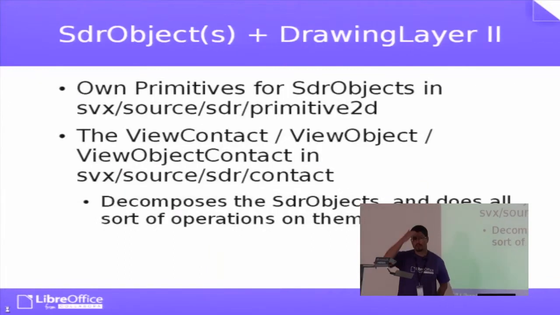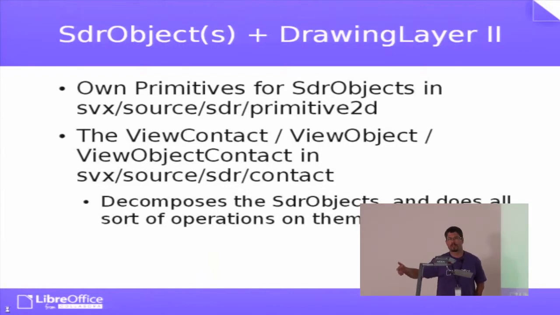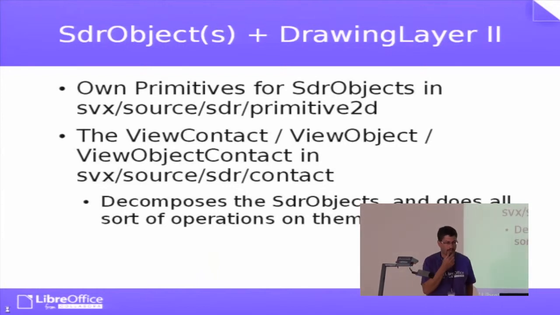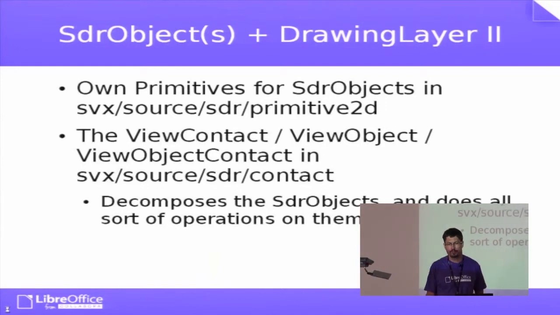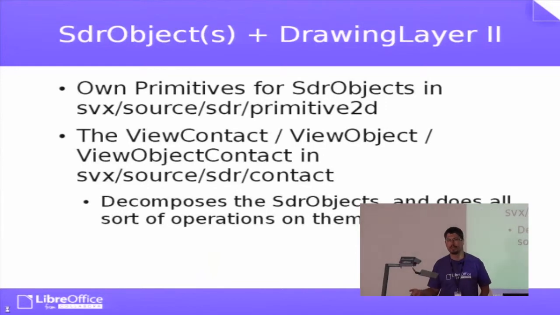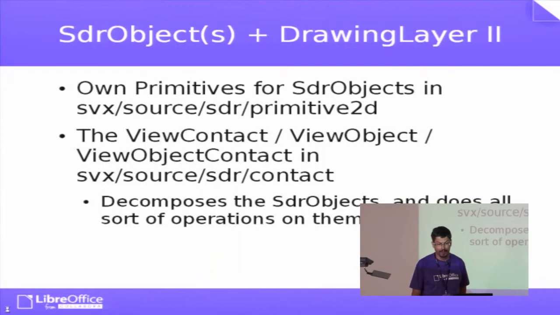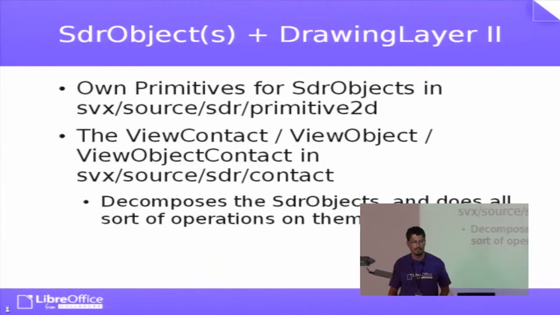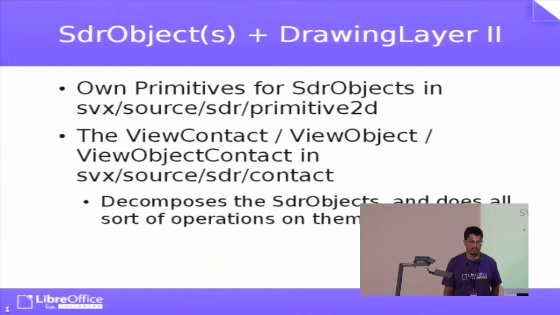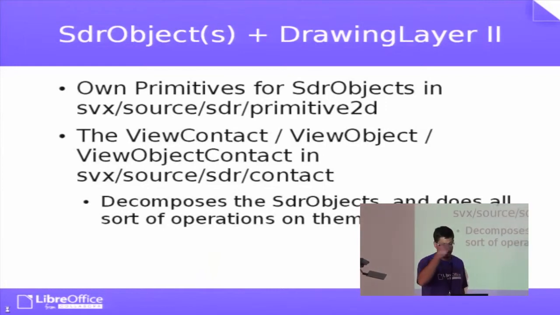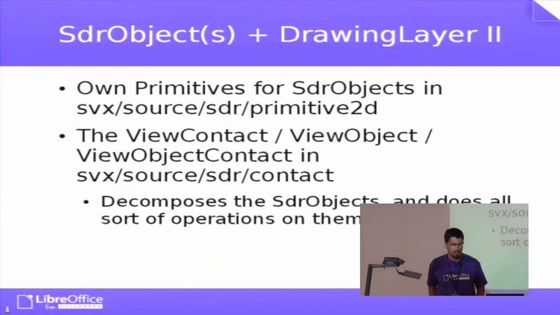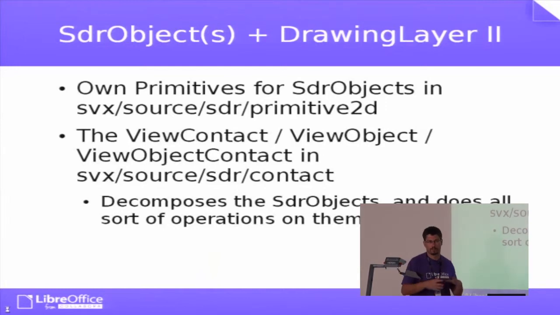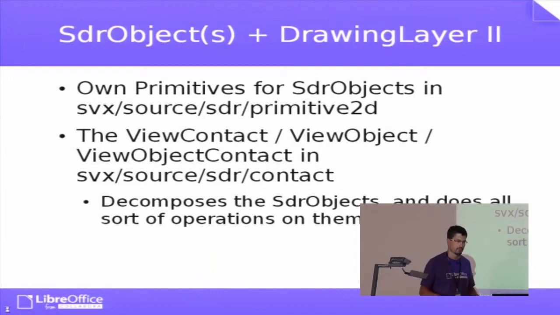The own primitives for SDR objects that extend the existing primitives in the drawing layer subdirectory are defined in svx/source/sdr/primitive2d. So you can have a look at how exactly the circles or ellipses are defined, for example. And view contact, view object contact are all implemented in svx/source/sdr/contact. It does the decomposition of the SDR objects and all sorts of operations on them. But as I say, the bigger picture still escapes me. So sorry for that.